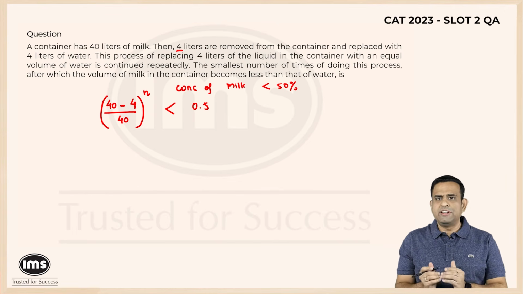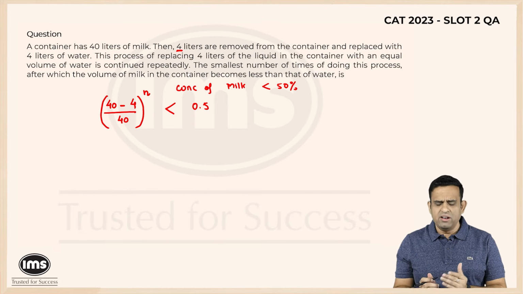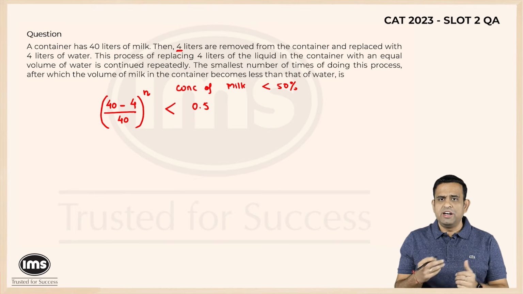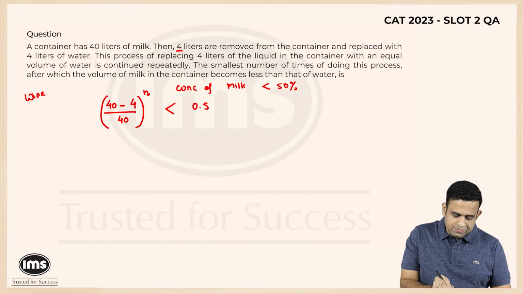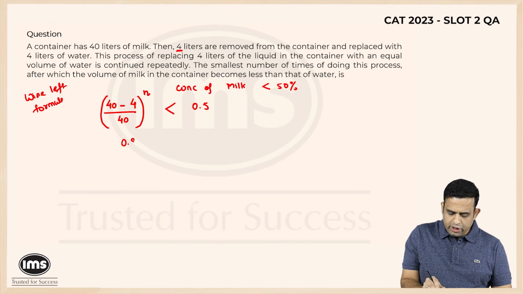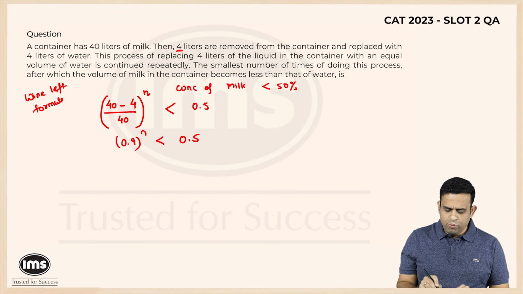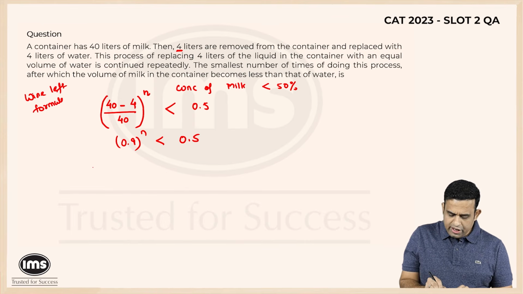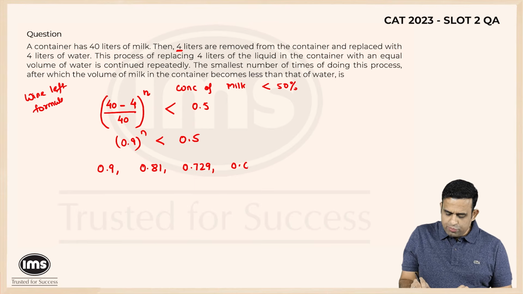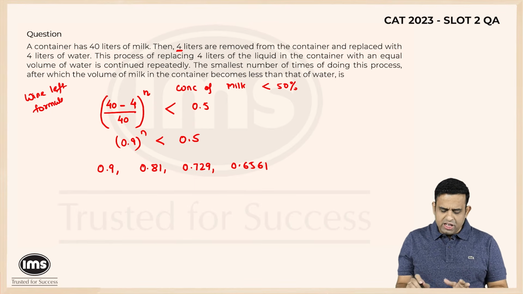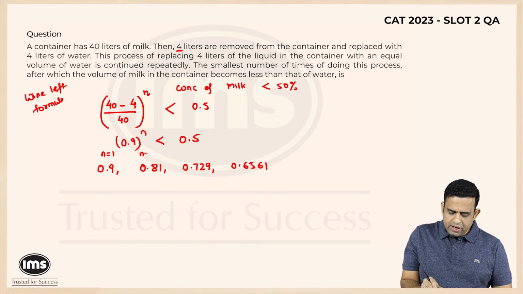So if you look at 36 upon 40, it is nothing but 0.9. You could also have got this because every time 10% is getting replaced, the remaining is 90% or 0.9. This is using the wine replacement formula, which has been done in the concept videos. So one gets 0.9 raised to n to be less than 0.5 over here. Now if you put n equals 1, that gives me 0.9, n equals 2 gives me 0.81, then 0.729, then 0.6561.